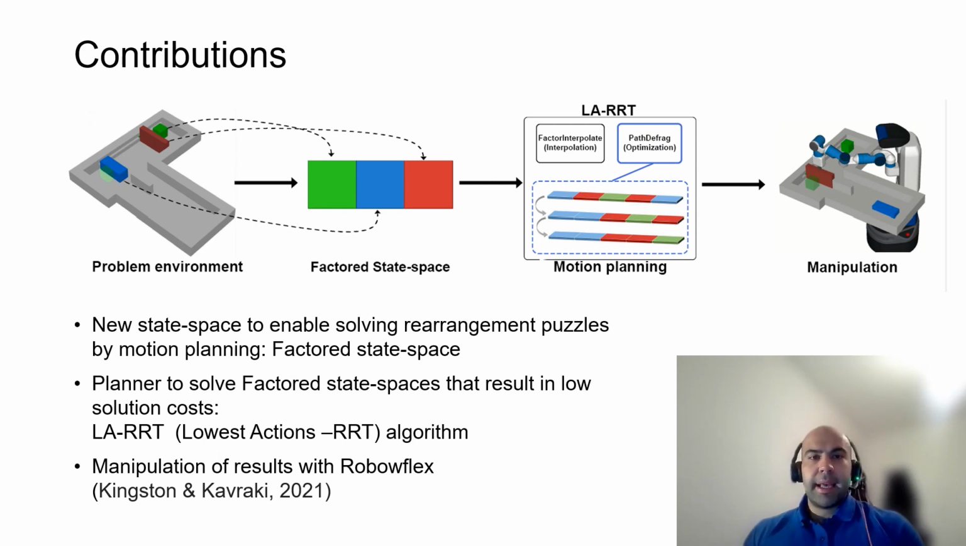Having that, we build an RRT-based planner that we call lowest actions RRT, which can efficiently use the benefits of the factored state space and can deliver low action costs. And finally, we evaluate our results with the RoboFlex library in simulation.